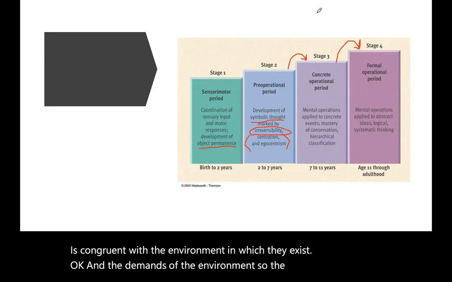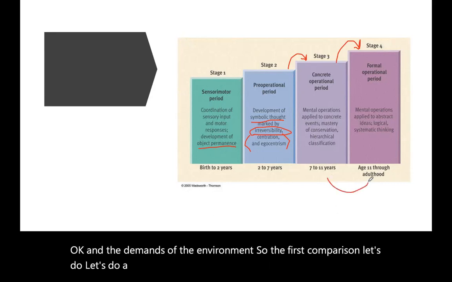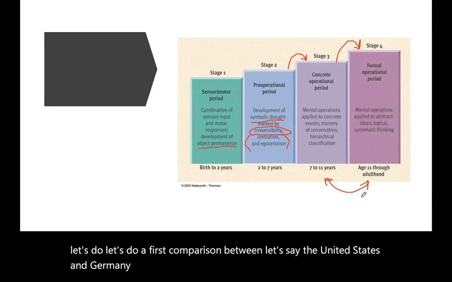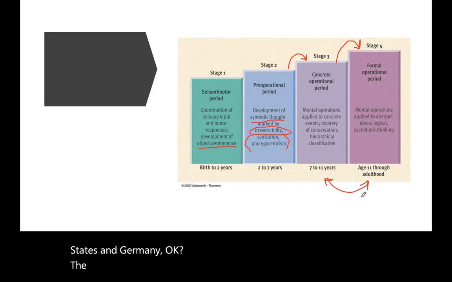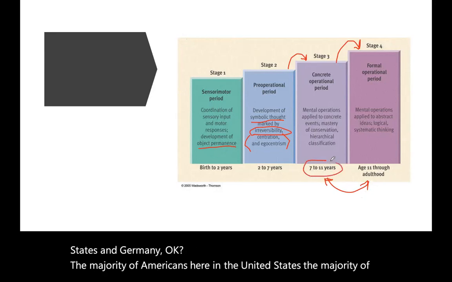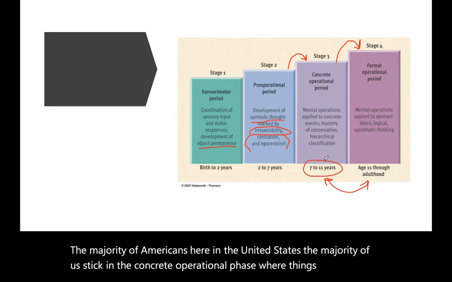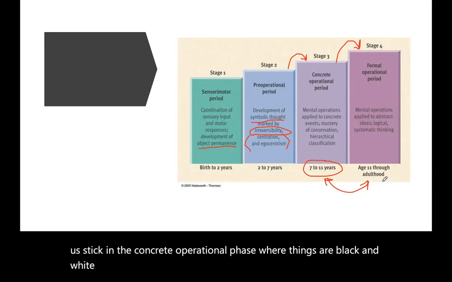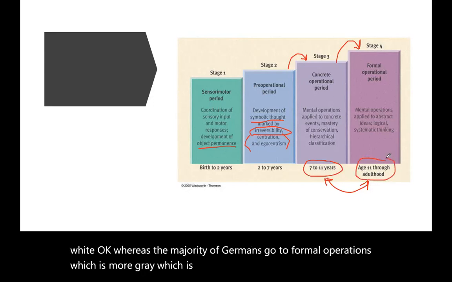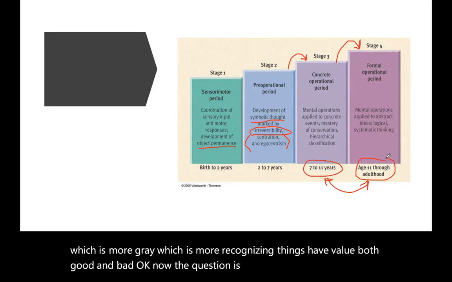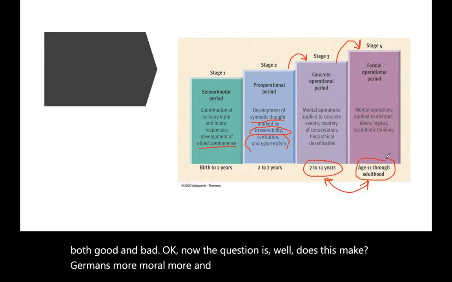So let's do a first comparison between, let's say, the United States and Germany. The majority of Americans here in the United States, the majority of us stick in the concrete operational phase where things are black and white. Whereas the majority of Germans go to formal operations, which is more gray, which is more recognizing things have value, both good and bad. Now, the question is, well, does this make Germans more moral? And the answer is no.